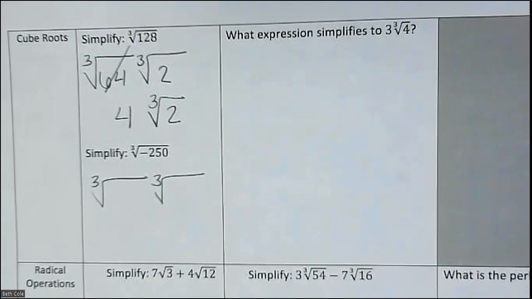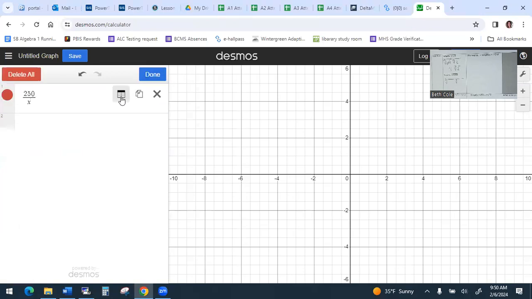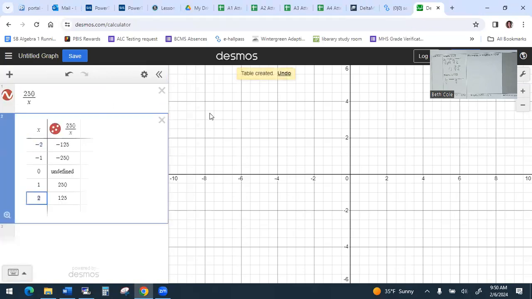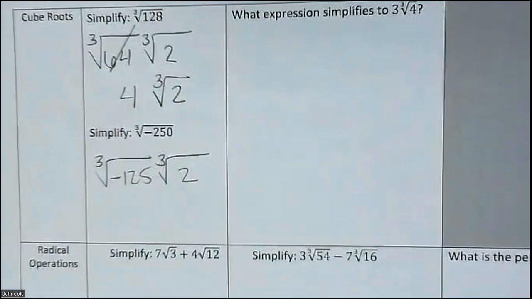All right. So I'll type it in the calculator, 250 over x. And we're looking at the cubes list. So actually, I don't need to go any further with that one either. Do you see it? Yeah. 125 and 2. Perfect. It's going to be a negative 125 and then 2. Or just understand that your answer is going to have a negative in it.